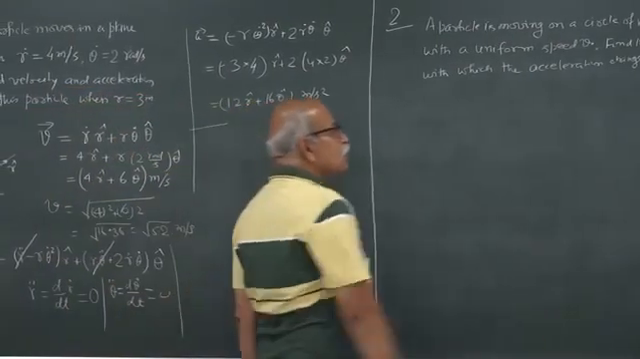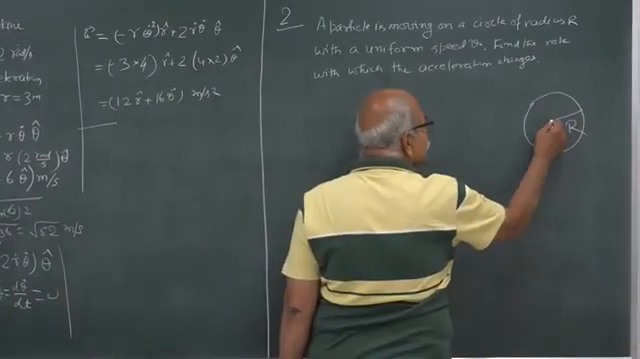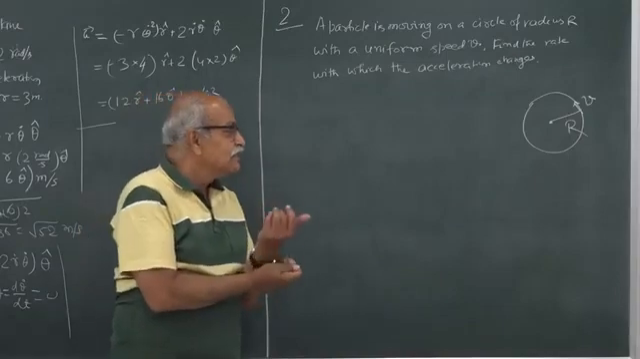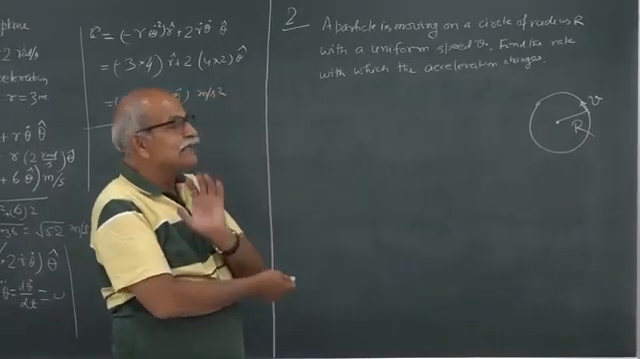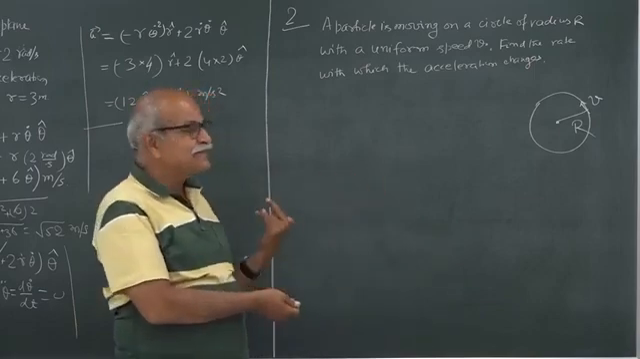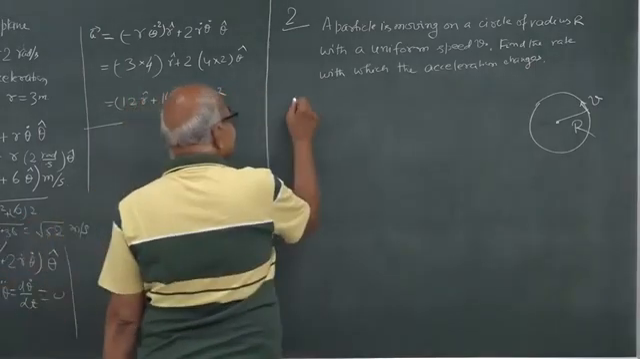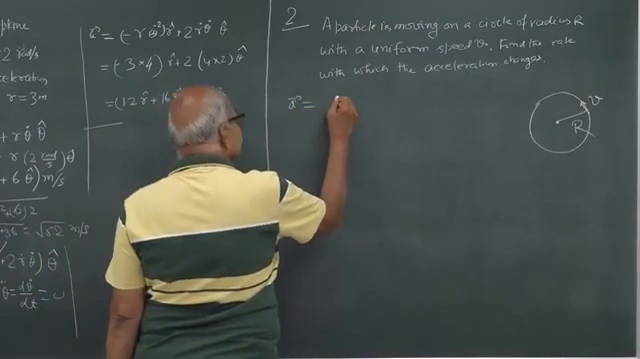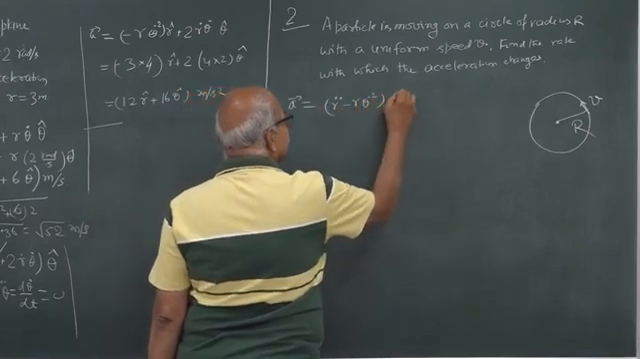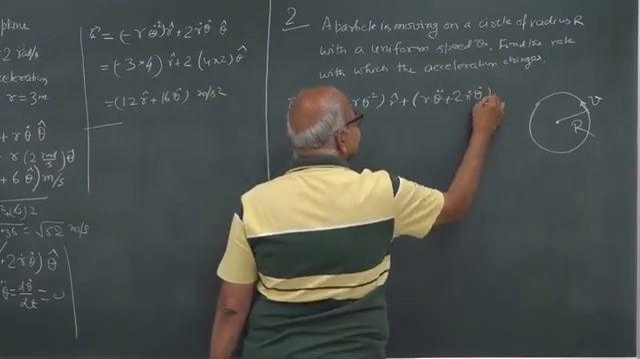So, a particle moves on a circle of radius capital R with a constant speed v, uniform circular motion. You have done it in standard 11, and you know what the acceleration is. The acceleration is towards the center and is minus v square by r. You can also write from here, the acceleration is r double dot minus r theta dot square in r cap direction, and r theta double dot plus 2 times r dot theta dot in theta cap direction.